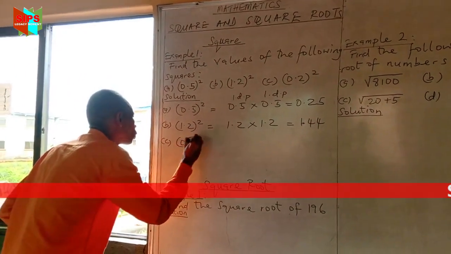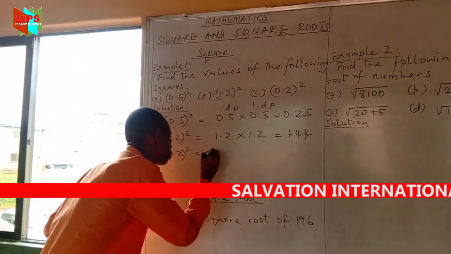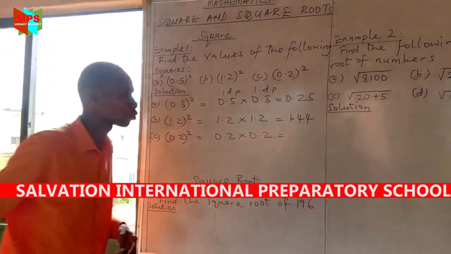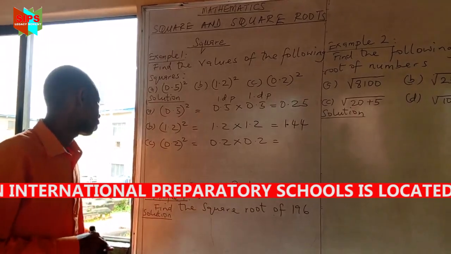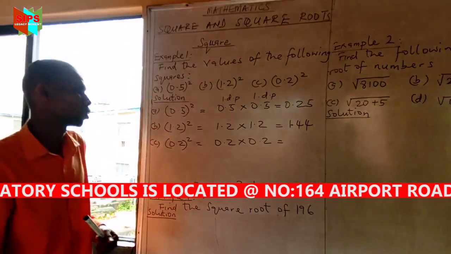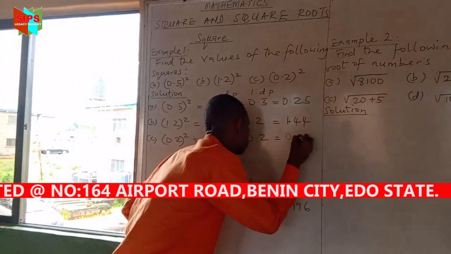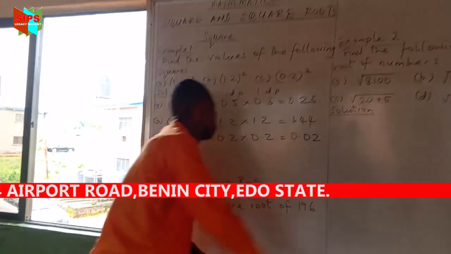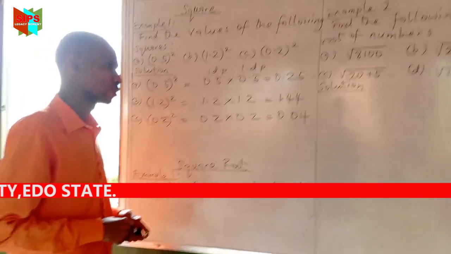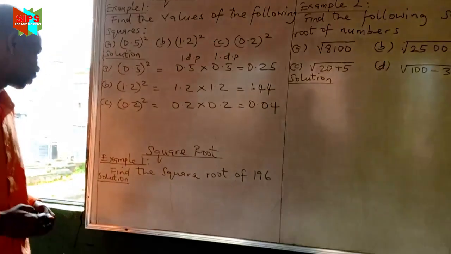0.2 squared. As usual, 0.2 times 0.2. 2 times 2 will give us 4. But 1 decimal place plus 1 decimal place will give us what? Will give us 2 decimal places. So we are having 0.04, as you have seen there.